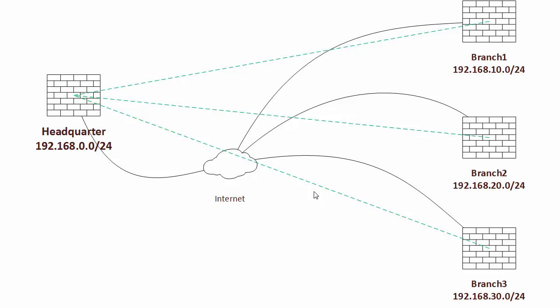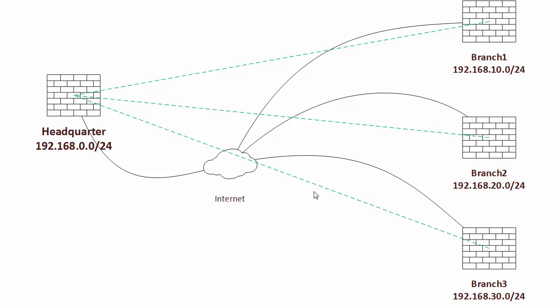In this video, you're going to learn how to configure the dial-up VPN in Hillstone firewall. The dial-up VPN is another configuration mode for hub-and-spoke VPN. The main difference between the traditional hub-and-spoke VPN and dial-up VPN is the number of the tunnels.